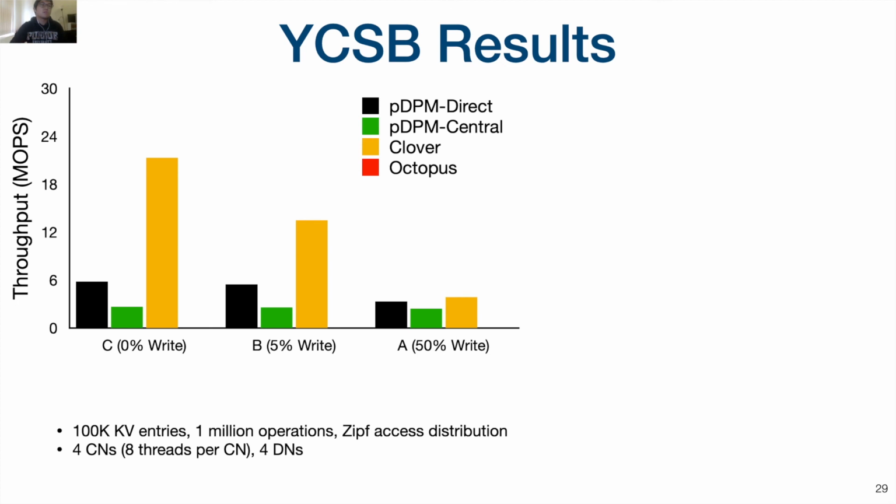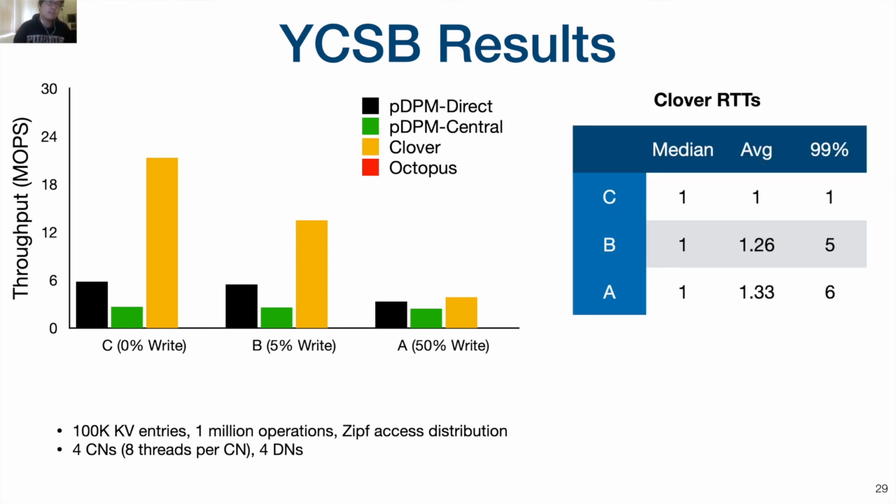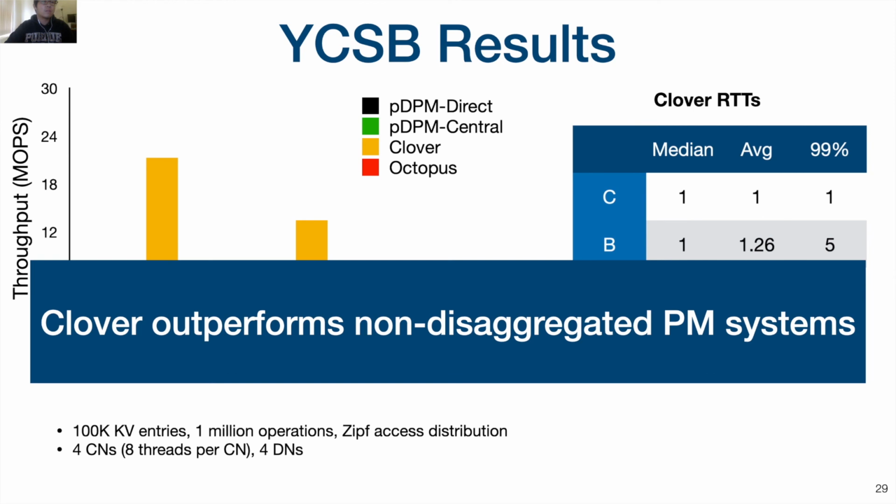The left table shows the median, average, and the 99th percentile RTTs of Clover. Clover requires only 1 RTT for reads in most workloads, and even for 50% writes, Clover only incurs 6 RTTs at the 99th percentile tail, and 1 RTT at the median. Octopus has much worse performance. Another non-disaggregated system, Hotpot, has similar performance. Overall, Clover outperforms non-disaggregated PM systems.